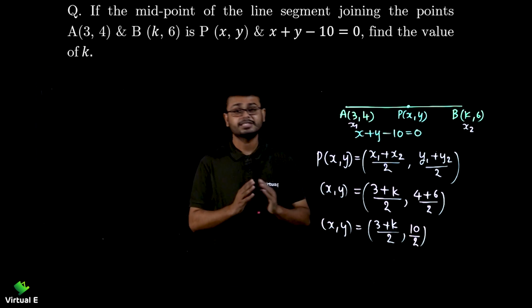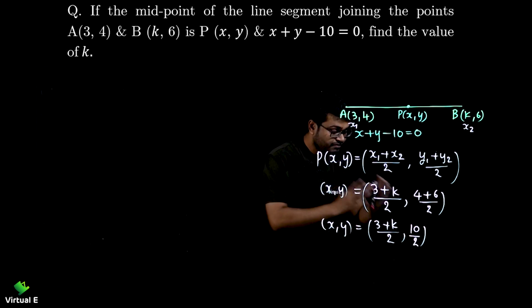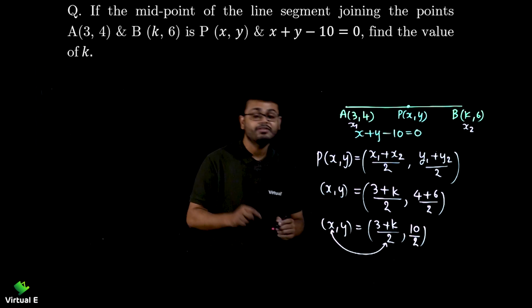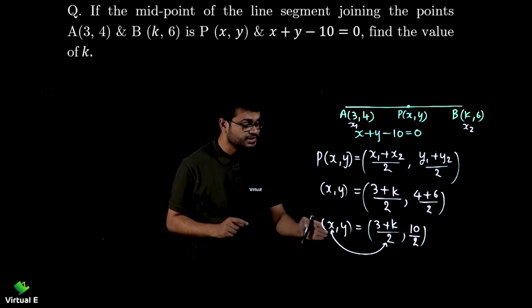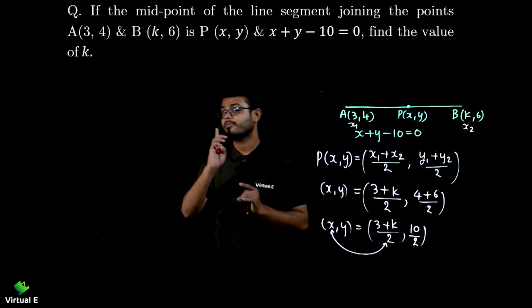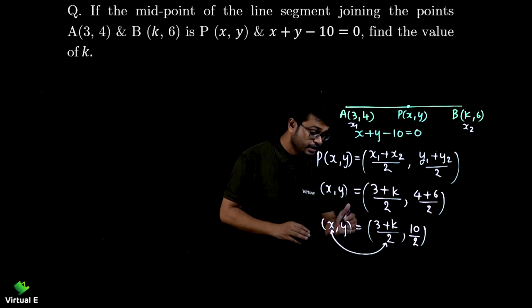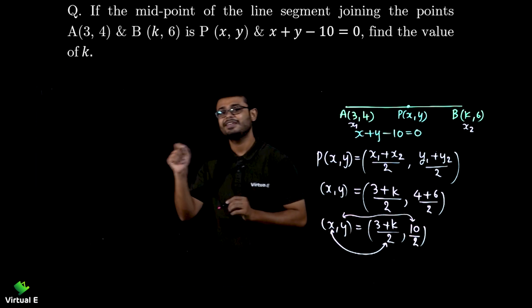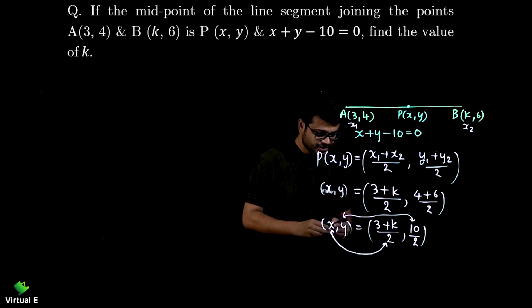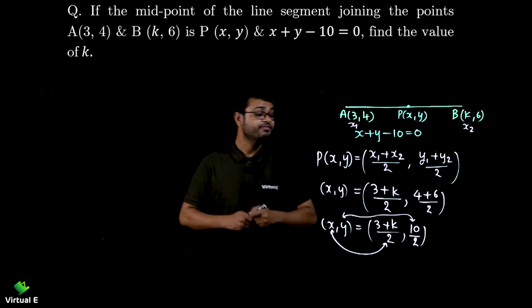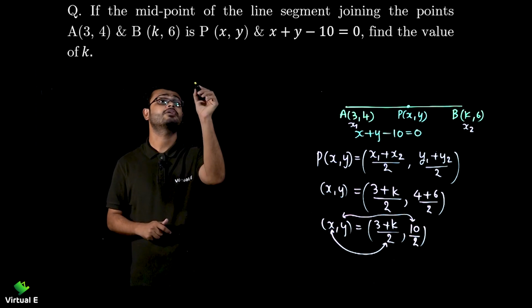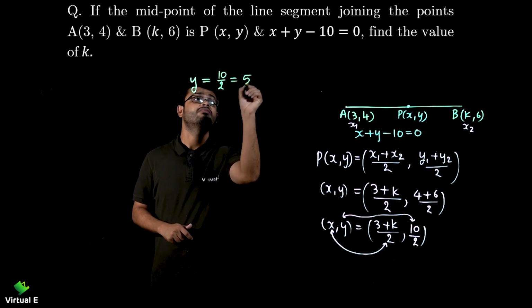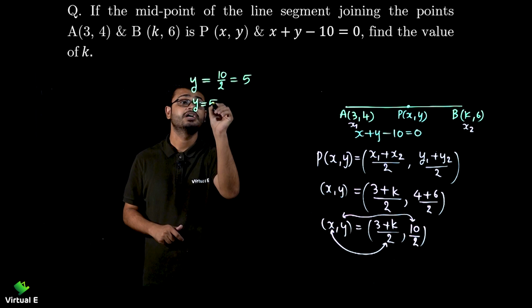Now let's compare the X coordinate with X and Y with Y. If I compare X with this one, you can see that there will be two unknowns, X and K, so we cannot solve with the help of one equation. Let's try another one. If I compare Y with this 10 by 2, can I get the value of Y? Yes, directly. Very simple. So first I will find the value of Y. Comparing the Y coordinate, Y is equal to 10 by 2 is equal to 5. So the value of Y is 5.